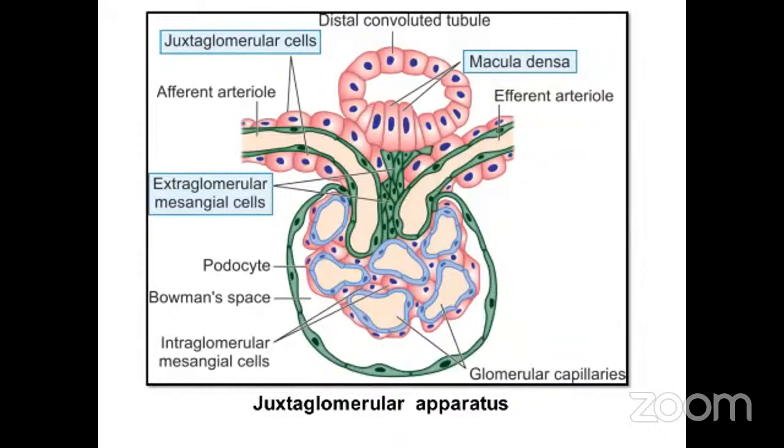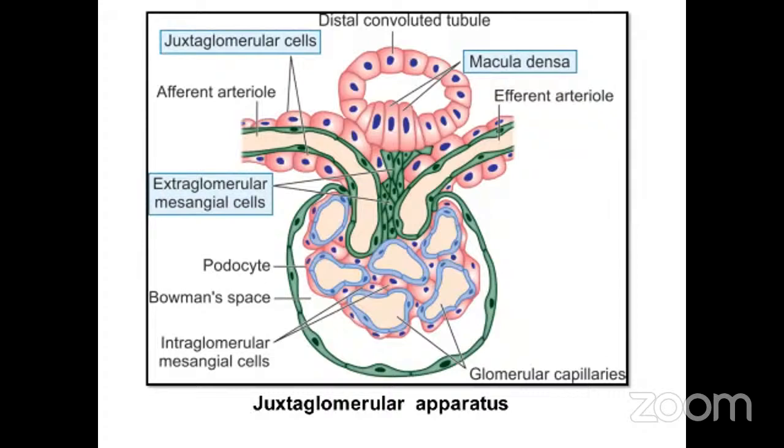Next are the juxtaglomerular cells. These cells are at the afferent arteriole, where modifications take place in the afferent arterial cells. These juxtaglomerular cells secrete renin, which activates the renin-angiotensin system, and which is responsible for the regulation of blood volume and blood pressure.